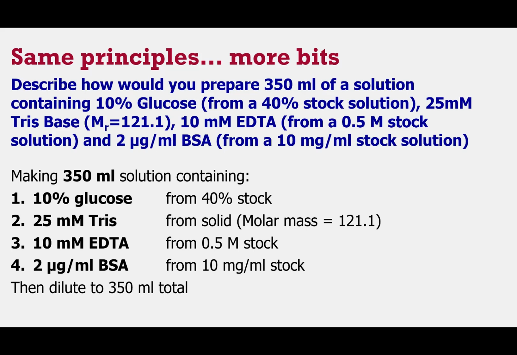So what we're being asked to do is to make up a 350 millilitre solution containing 10% glucose, 25 millimolar tris, 10 millimolar EDTA, and 2 micrograms per mil BSA from a variety of stocks, in one case from solid, and then finally to dilute that to 350 millilitres. So we can break down the calculation into each of those different components, and then only at the very end do we need to think about combining that and what difference it makes to bring them together for a total volume of 350 mils.